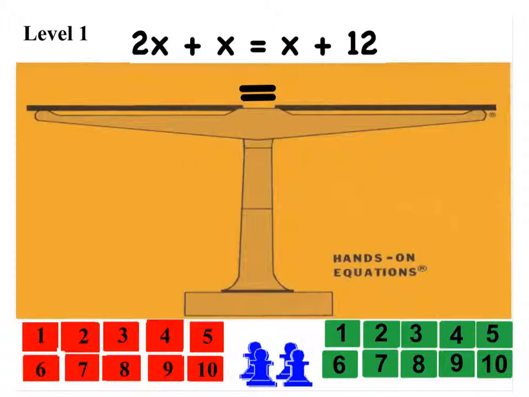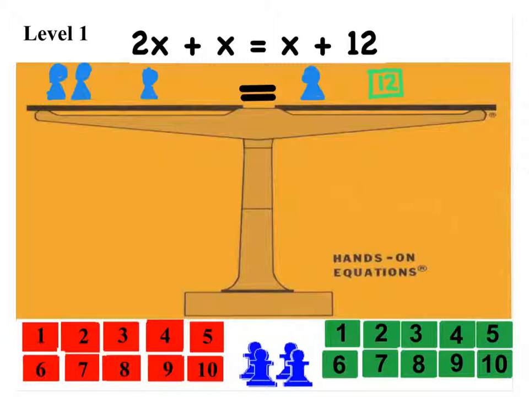All right, so first we're going to model our equation. So I have two x's and I have a third x. So that's it for side 1. Then on the second side, I have 1x, and I have 12. So that's what I have on that side.